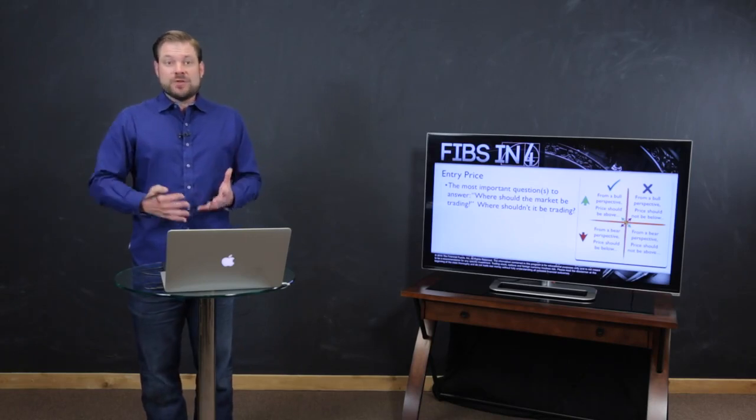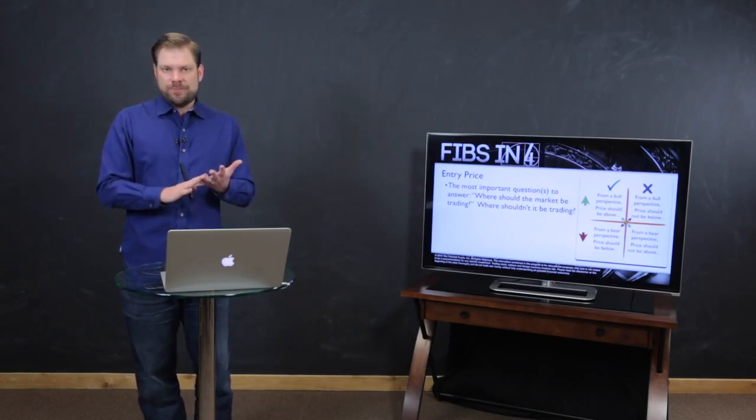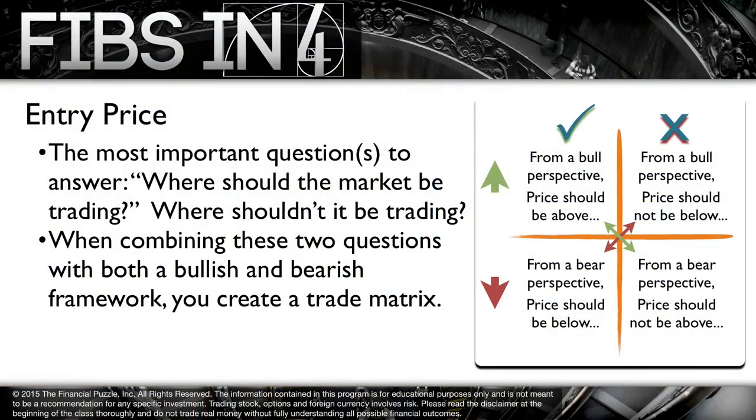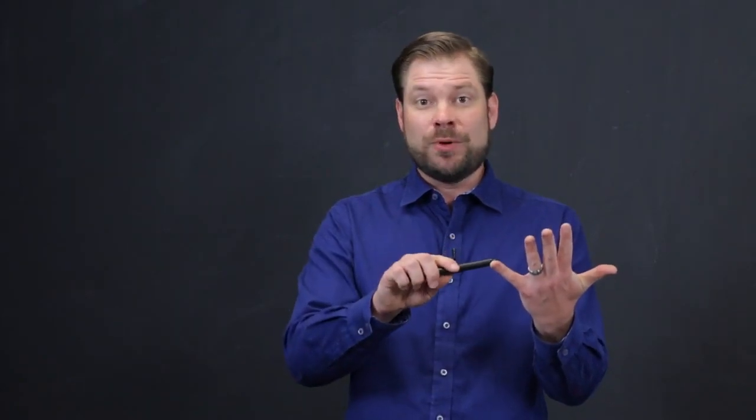Now, as you advance forward, there's two different perspectives that we can look at these two questions from, right? A bullish perspective and a bearish perspective. And so when we combine a bullish and a bearish perspective with the two questions, you actually get what I call the trade matrix, which is a set of four specific questions. Here they are, rapid fire. In a bullish market, where should the market be trading? In a bearish market, where should the market be trading? In a bullish market, where should it not be trading? And in a bearish market, where should it not be trading? And here it is on your screen.